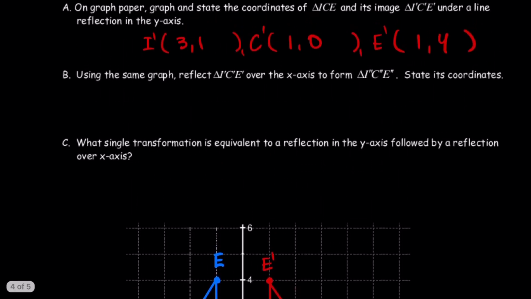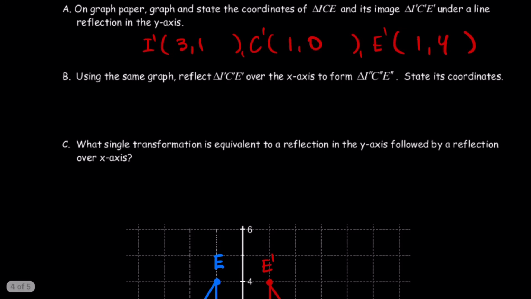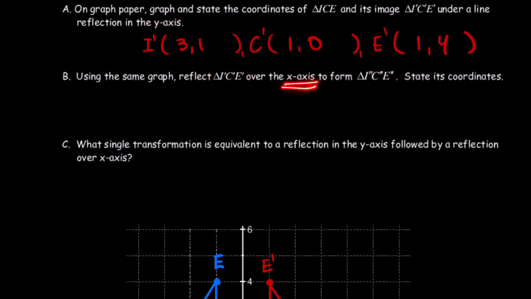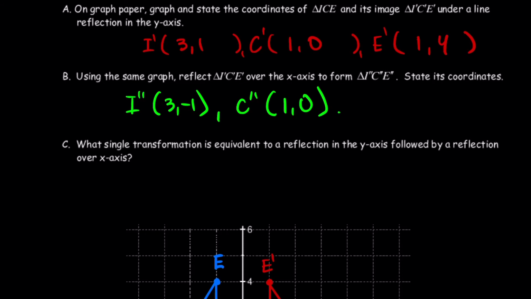Next part, it says, using the same graph, reflect triangle I'C'E'. So that's important. We're taking the new one, the red one, over the x-axis. All right, so again, if you want to come up with those coordinates reflecting in the x-axis, you negate the y. So you can get those coordinates easily by taking all of these and just negating the y. So I'' would be (3, -1). C'' would be (1, 0), right? Because if you negate 0, you still get 0. E'' would be (1, -4).